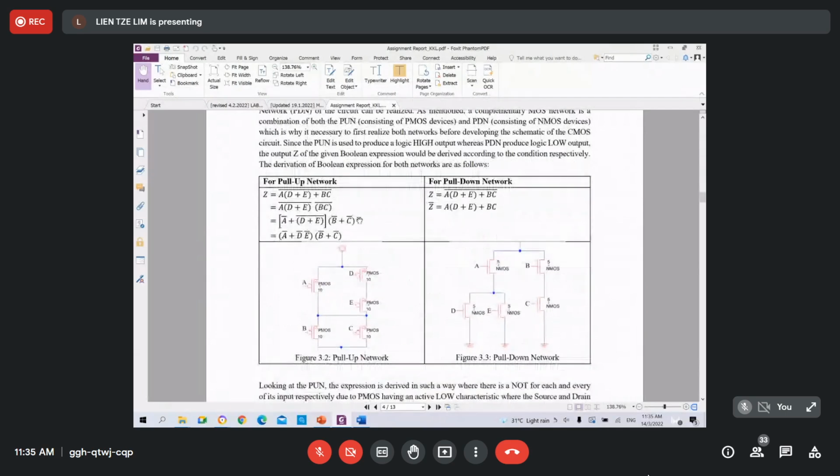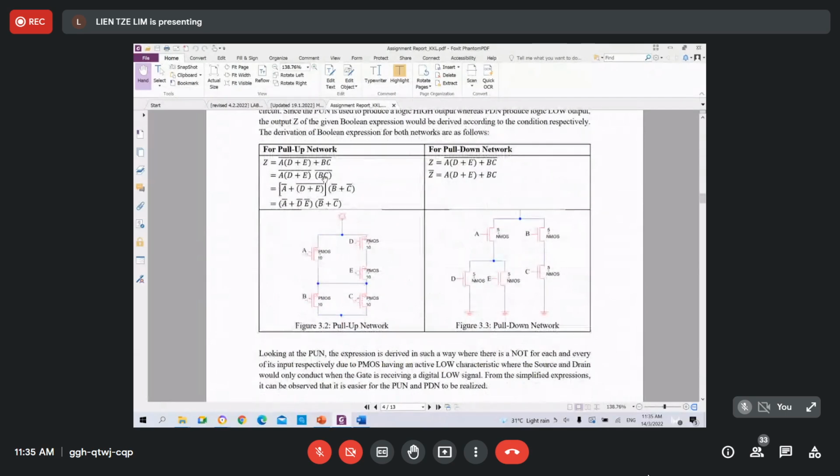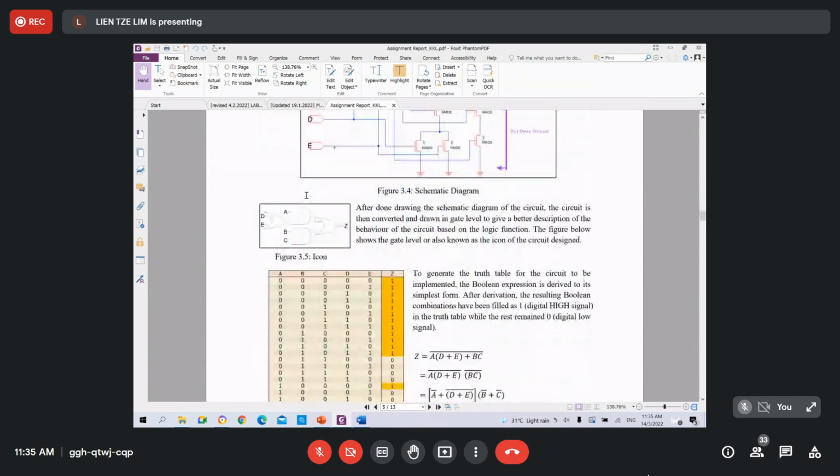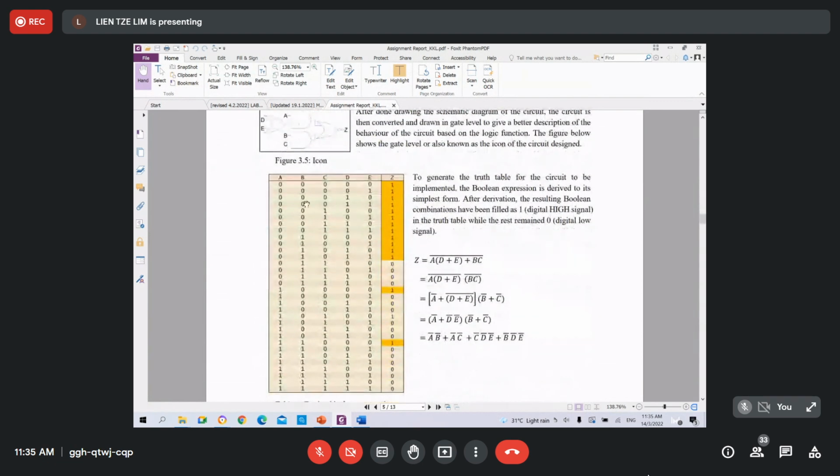You also can include the Boolean function. There is a Boolean function for both, which we can define. You also can put this one, and then this is the truth table.